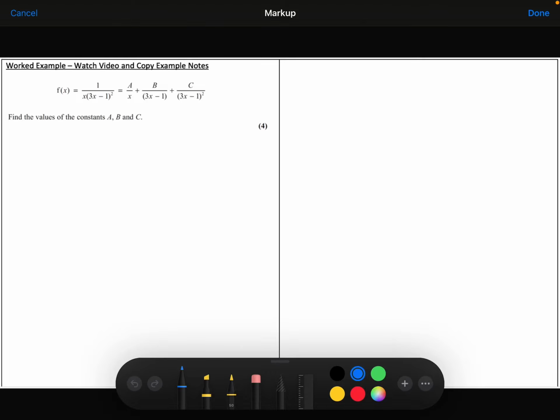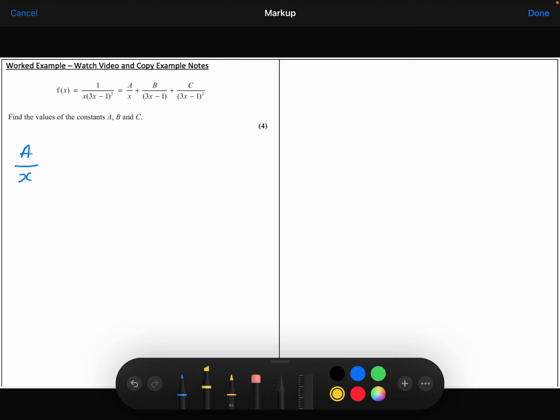I need to split the fraction 1 over x times 3x minus 1 squared into three fractions: a over x plus b over 3x minus 1 plus c over 3x minus 1 squared. So first, focusing on that a over x.